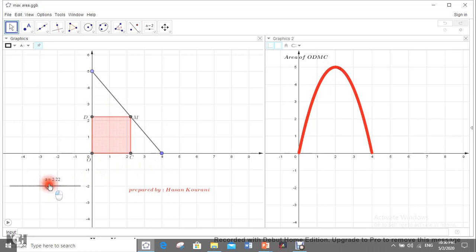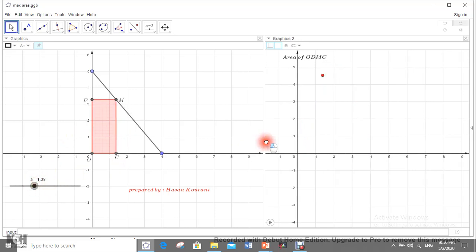Okay, so the maximum area is this, where x equal 2, the area of this rectangle is 5. Before it, the area is less than 5. After it, the area is less than 5 also.